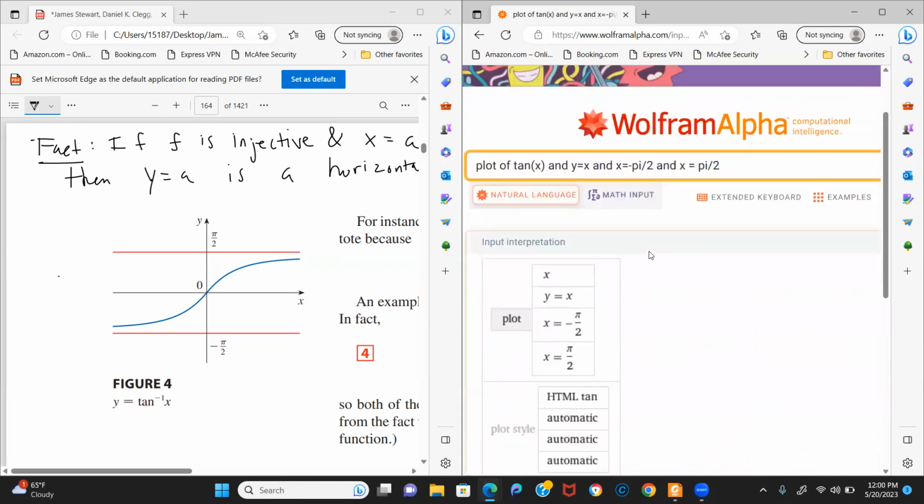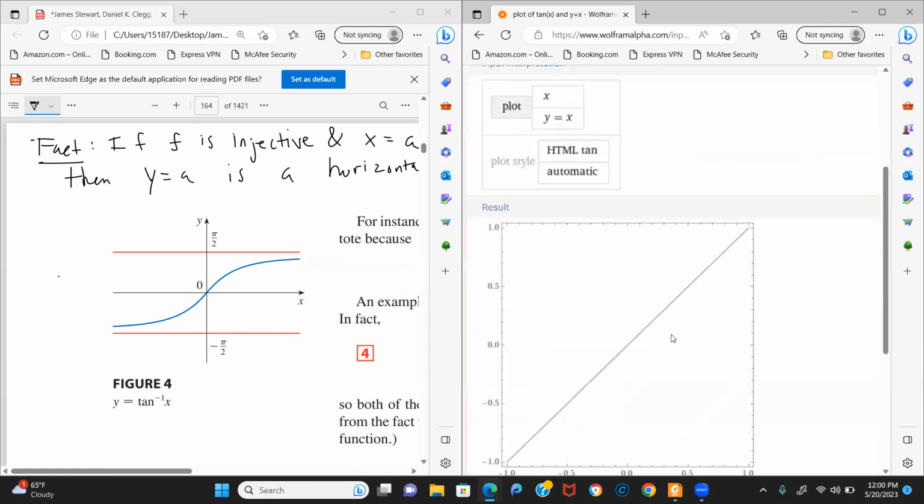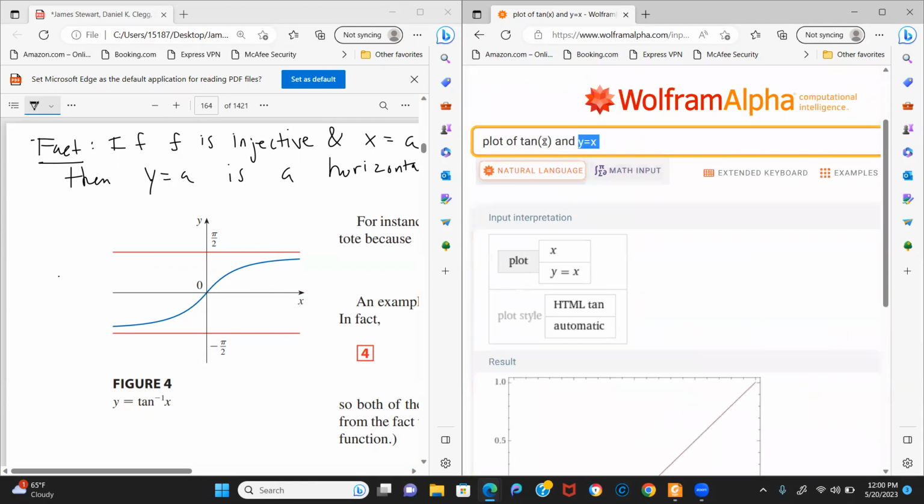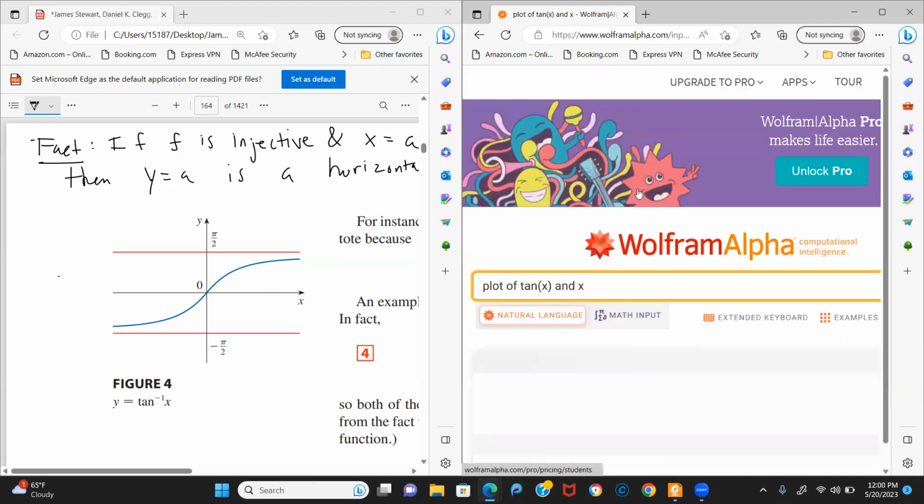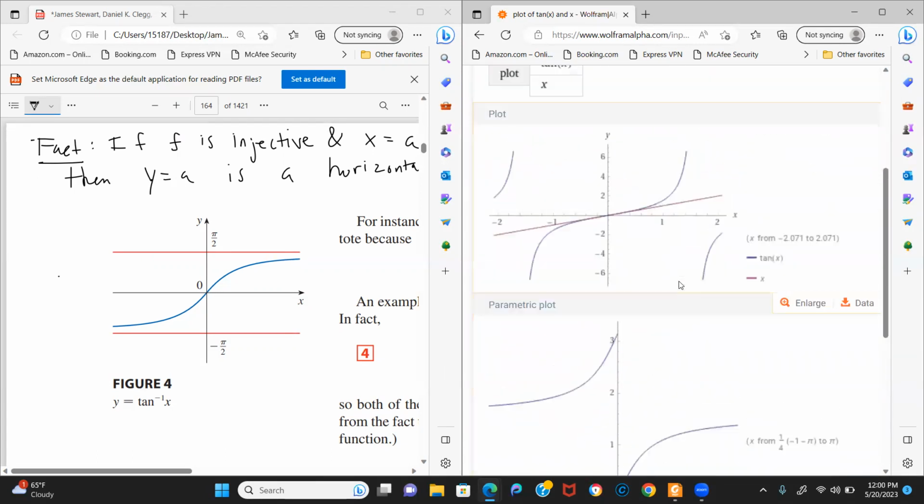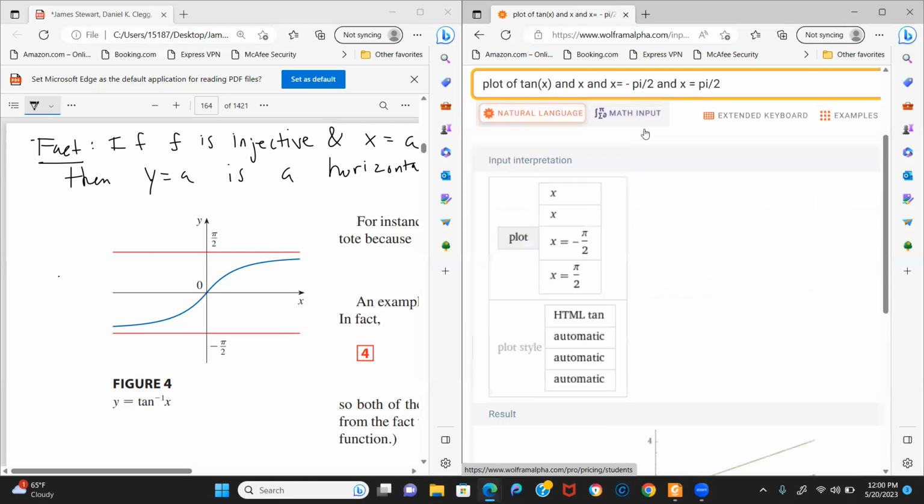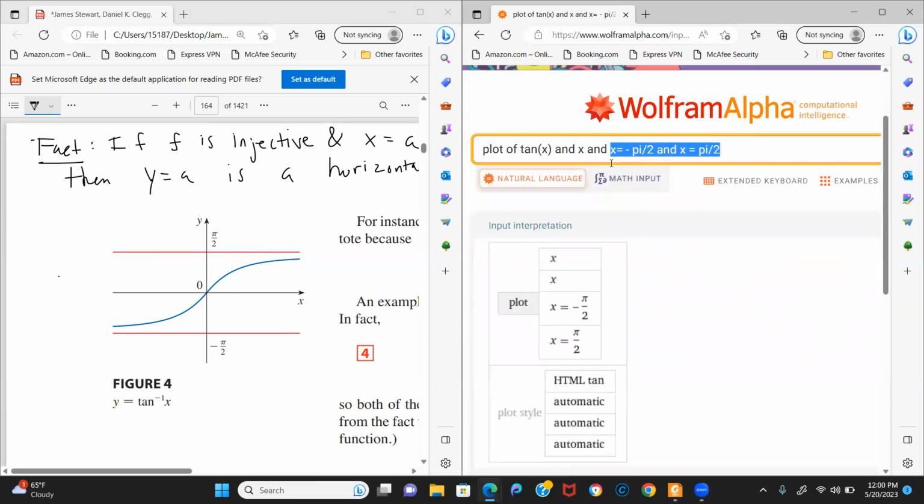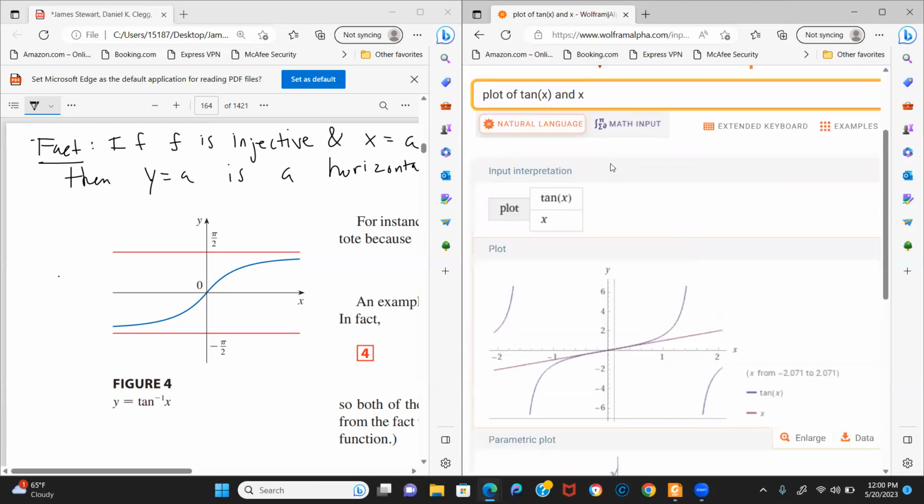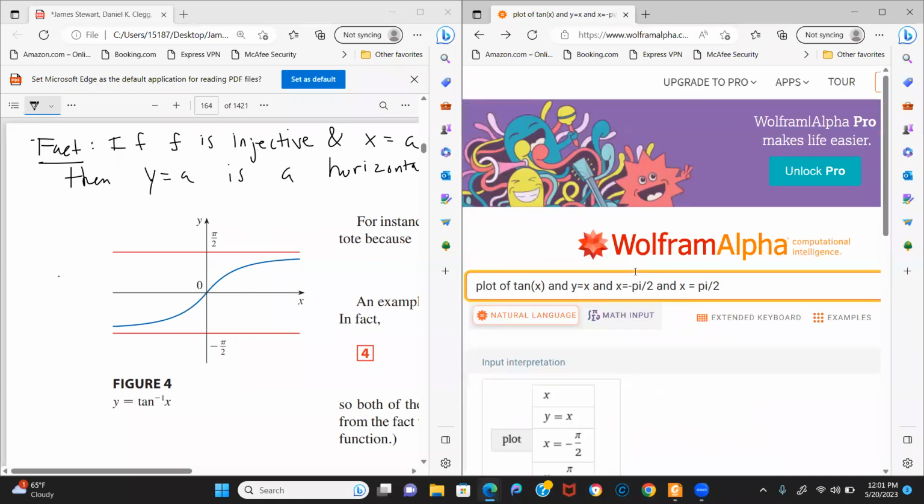Let's see if that works. I don't think it understood what I was doing. That's weird. Why is that? Okay, so there's the diagonal line. What if I do x equals negative pi over 2 and x equals pi over 2? Does that work? No, it doesn't work. But hopefully you can see that the function has, now you can't even see it. There's pi over 2 maybe over here and negative pi over 2 over here. But those vertical lines I was trying to show you, maybe you can see it without me plotting it that way.